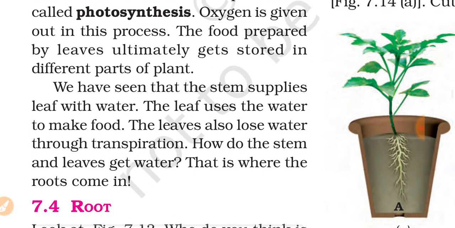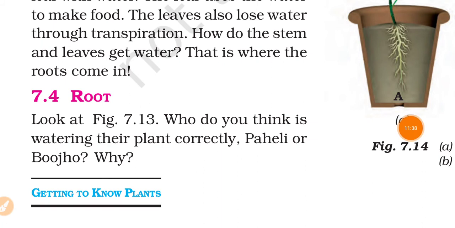We have seen that the stem supplies the leaf with water. The leaf uses the water to make food. The leaves also lose water through transpiration. How do the stem and leaves get water? That is where the root comes in. So this chapter is going to link one part with another. As all our body parts are connected, plant parts are also connected with each other. So every process is related to another part. So now we will read about the root.